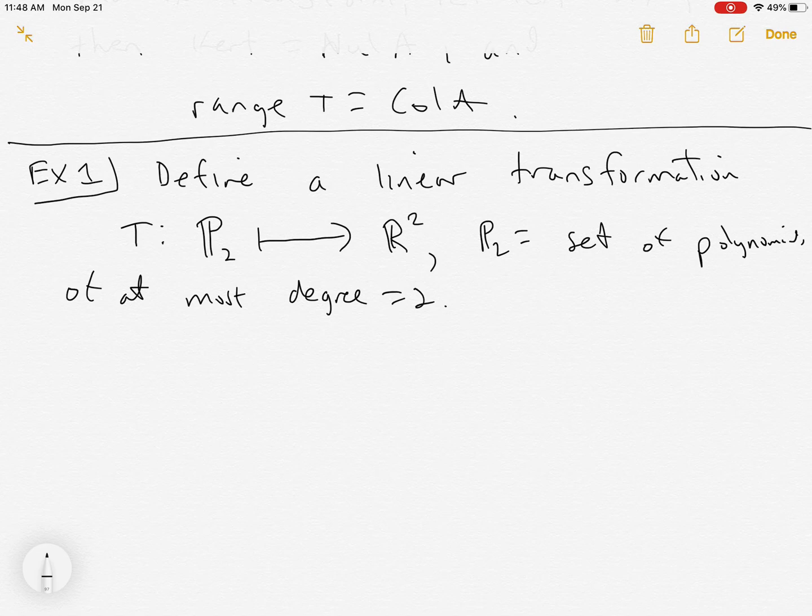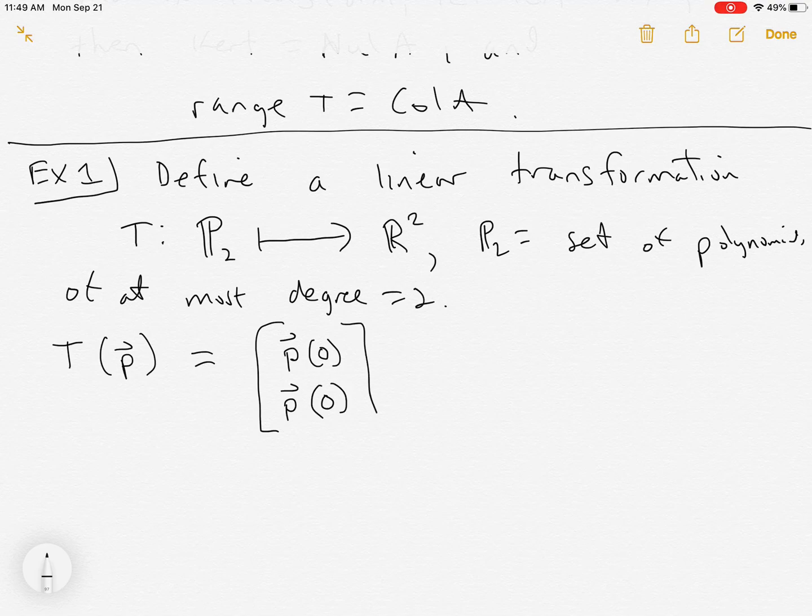And here's the definition. I take T and I input a polynomial. So the input to this is a polynomial. And I have to map it to R2, so I need to map it into a vector. And here's the vector. For each P, I take the P and evaluate it at 0. Okay? So this is the transformation.